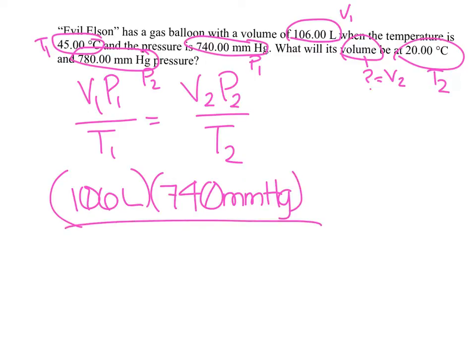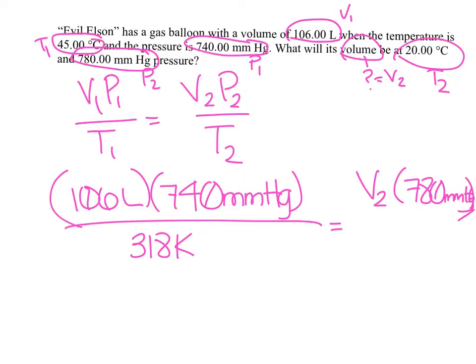So what is your new temperature in Kelvin for the first temperature? 45 plus 273. Very good. We don't know V2. Our P2 is going to be 780. And your T2 is 293. What do you end up with? I need 4 sig figs here. What do you end up with?